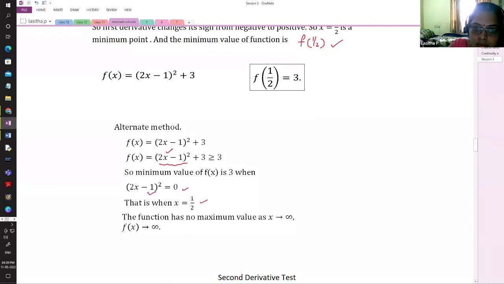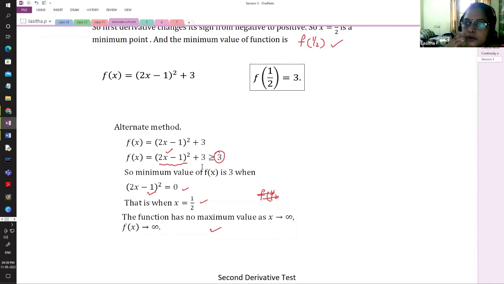And so x equal to 1/2. And the maximum doesn't exist. That also we can insist here. So what is the max point? We have to say that here no need to substitute. Here itself, if this is 0, 3 is the least that they will identify easily. So this is another method to approach that question.